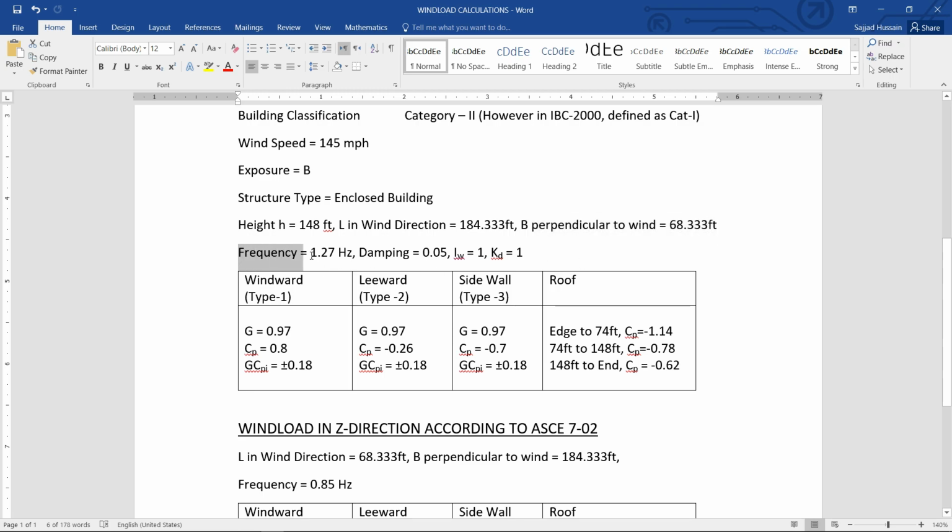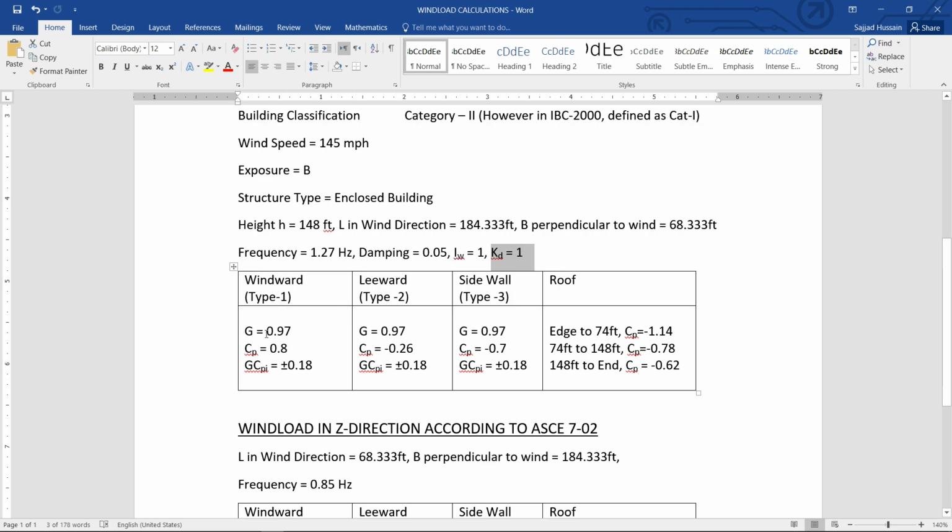Frequency was calculated for the seismic case. It was 1.27 in this direction. Damping considered was 0.05, and of course occupancy was 1. Directional coefficient Kd was taken 1 instead of 0.85. Then the windward load was calculated, or the generator, I can say, STAAD wind load generator was used.